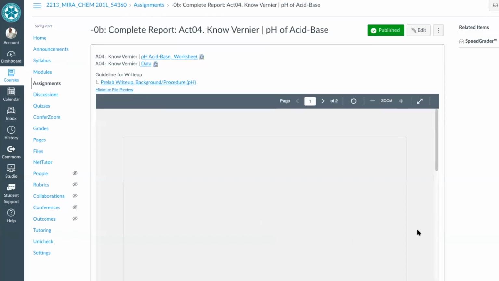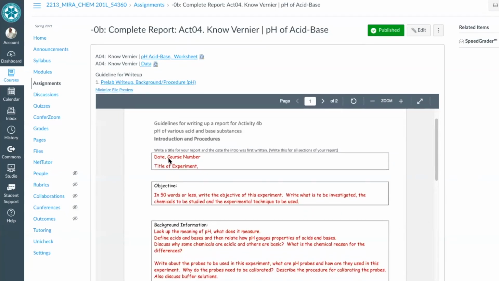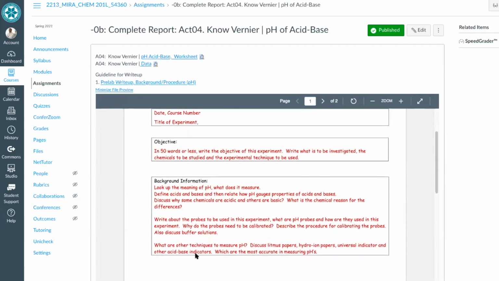But this is what you should have: your date, your course number, and the title. Objective pretty much going to be the same for each experiment. I'm going to ask you to write it in 50 words or less. What's being investigated, what chemicals are being used, the techniques that are going to be used. Then this is the background information.